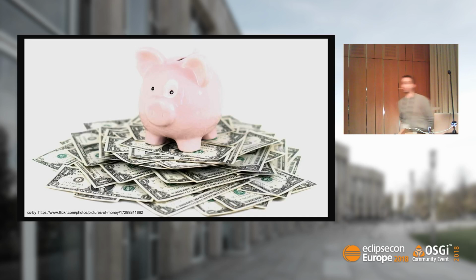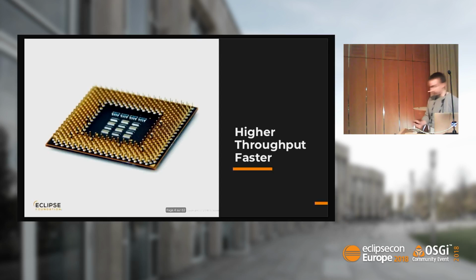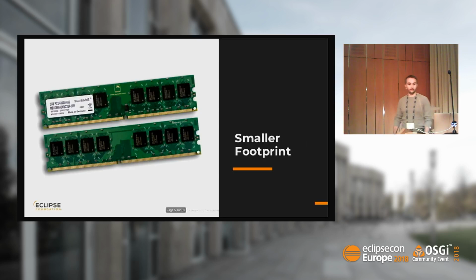So I hope you like the topic. How do you make more money out of Java applications in containers? That's very simple. You need to do more with fewer resources. What are those resources? The first thing you want is a higher throughput, and you want it much faster than you have today. You run Java, so you know that a Java application takes some time before the highest throughput is reached. You want to do that even faster.